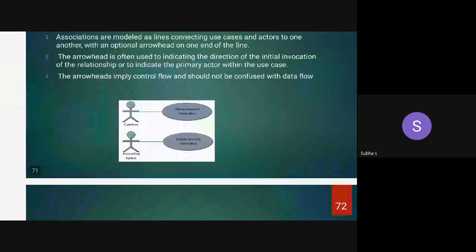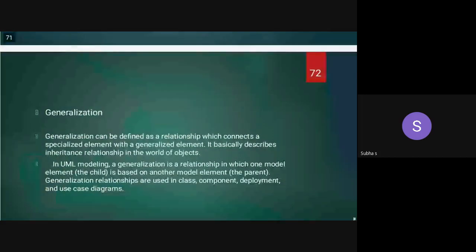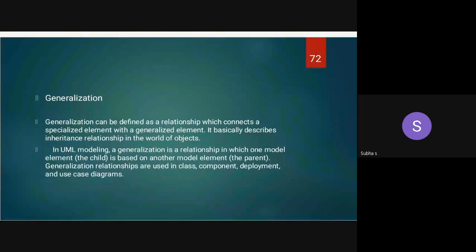The next one is generalization. Finally, I am going to explain it in a simple way. Generalization can be defined as a relationship which connects the specialized element with the generalized element. It describes the inheritance relationship among the objects. It is a relationship in which one model element is based on another model element.